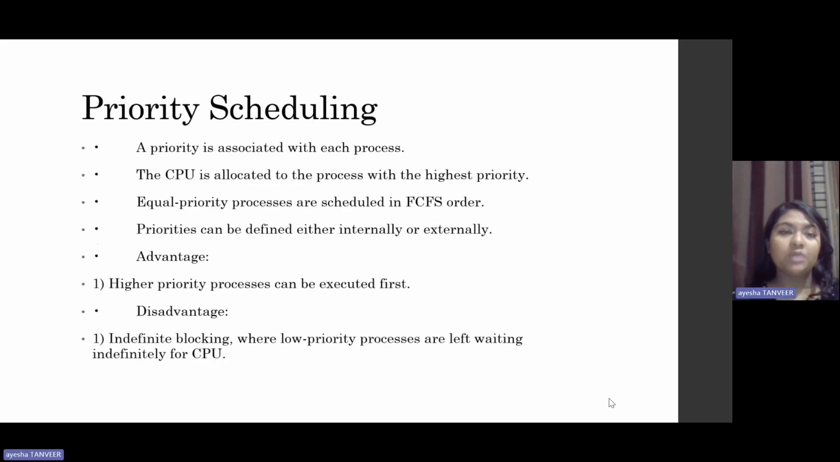Priority scheduling. Priorities are associated with each process. The CPU is allotted to the process with the highest priority. Equal priority processes are scheduled in FCFS order. Priorities can be defined either internally or externally. Advantage: higher priority processes can be executed first. Disadvantage: indefinite blocking, where low priority processes are left waiting indefinitely for the CPU.